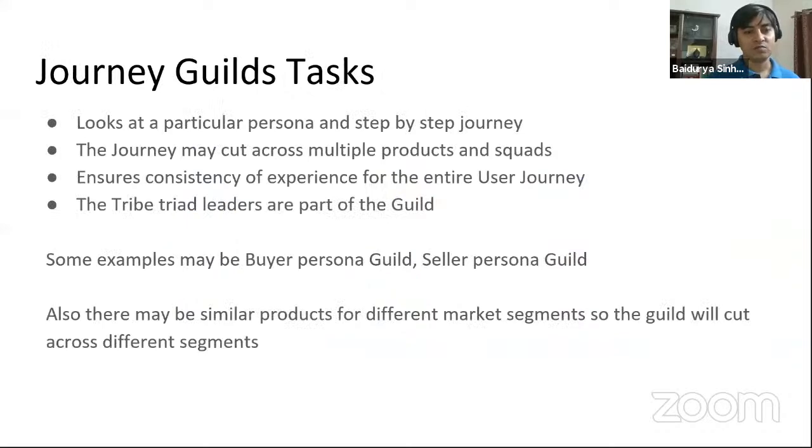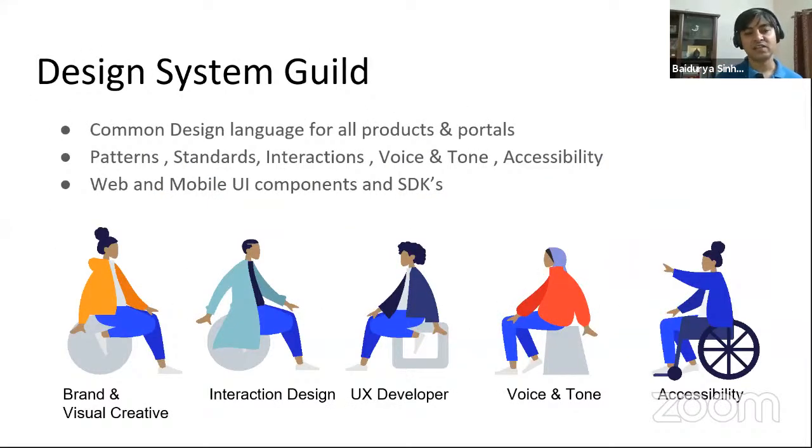Moving on to the next slide. The guilds can also be a design system guild. Most of the folks understand design system nowadays, but for the folks who have not heard about it, this is the common language, design patterns, voice and tone, and accessibility standards, which is supposed to be an umbrella guideline to be used by all products in a company. And there are web components, mobile UI components, and SDKs. To give an example, which is more popular, maybe Material Design is a kind of design system, right?